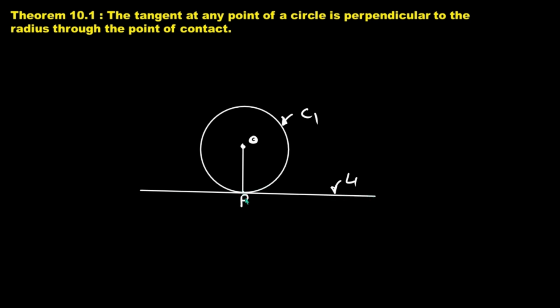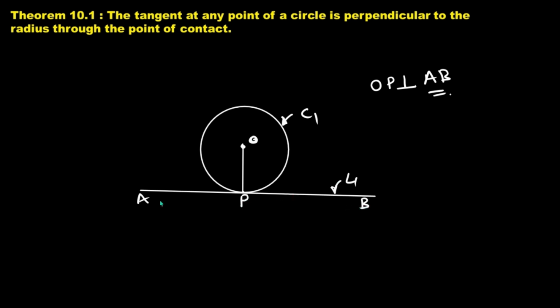Then what does it say? Let's take this line as line AB. This OP is the line joining the center and the tangent point, right? So this theorem says OP is perpendicular to AB. We need to prove this theorem. We need to prove that this line OP is perpendicular to AB.